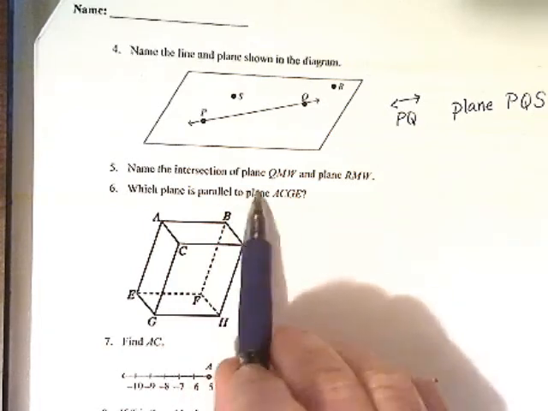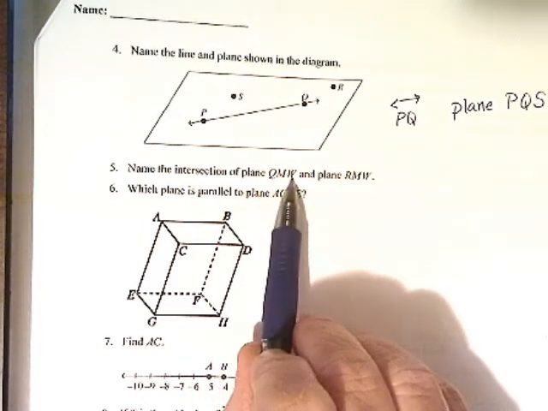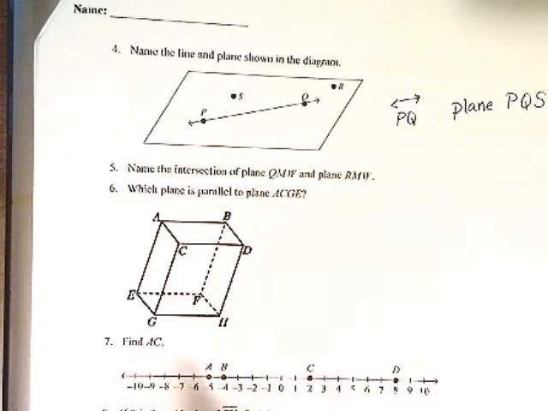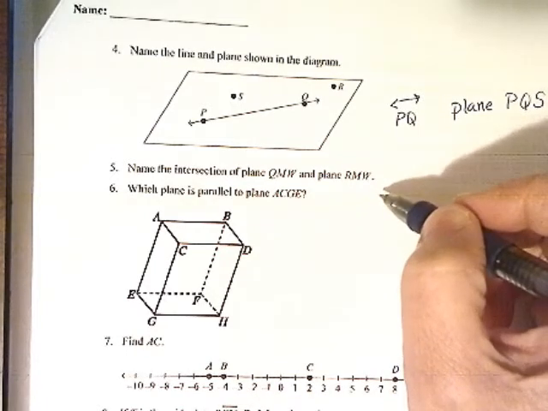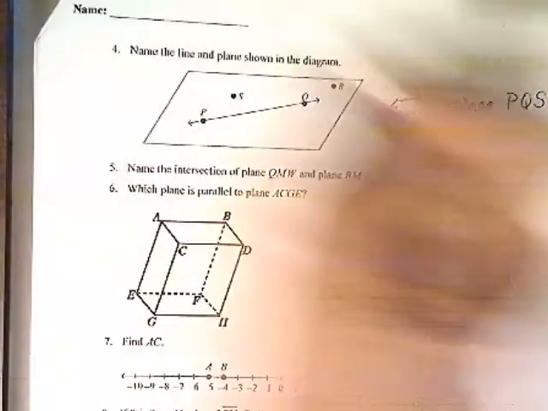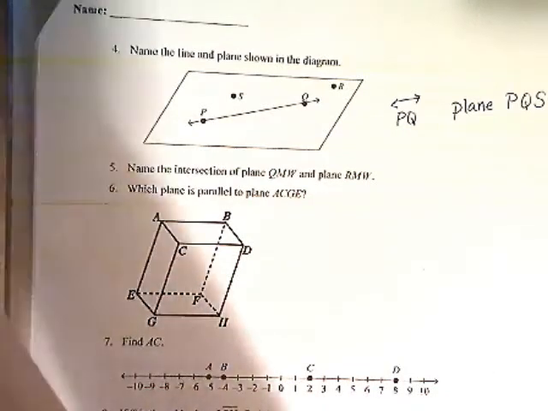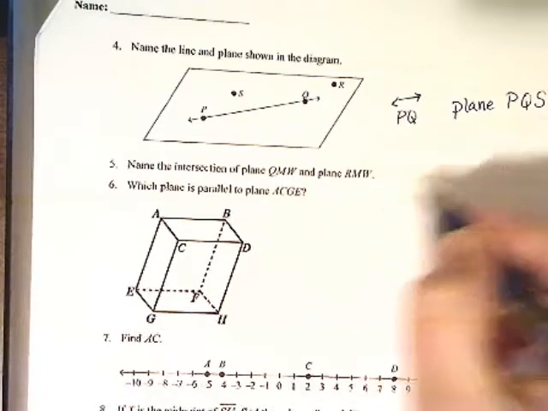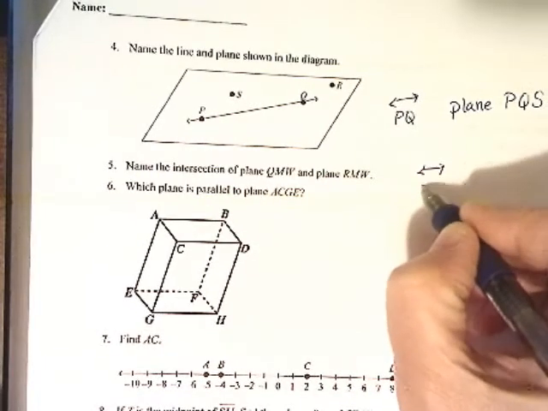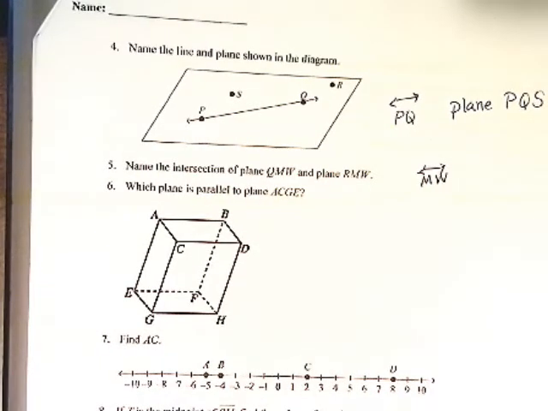Number 5: Name the intersection of plane QMW and plane RMW. And they don't give you a picture, but you can answer this question just from looking at their names. What do they share? They share M and W. So the answer to that would be line MW.